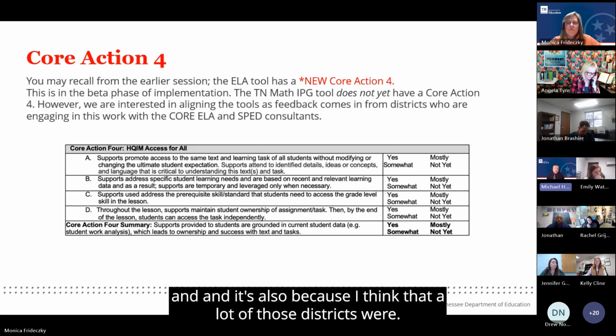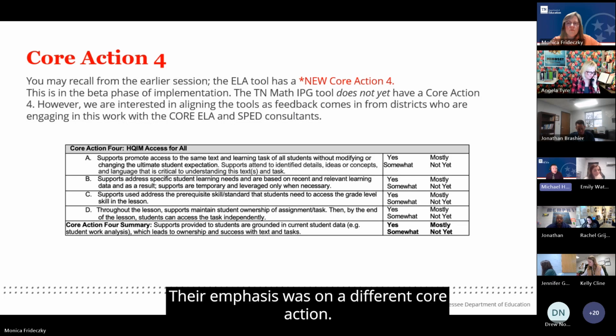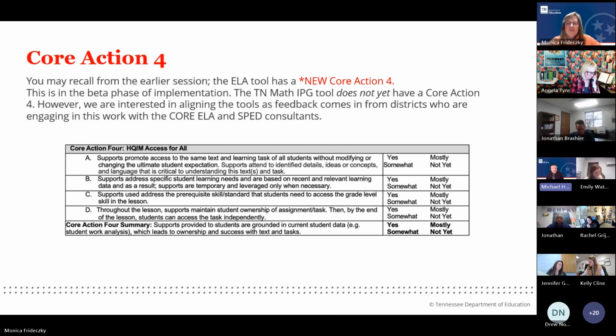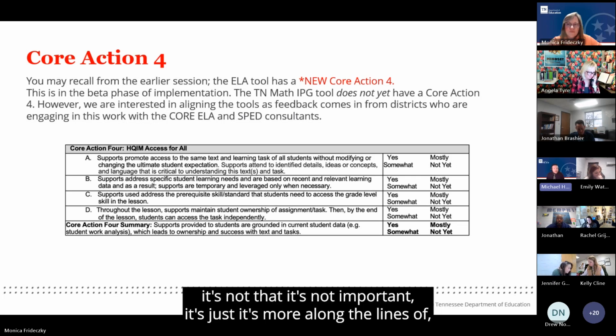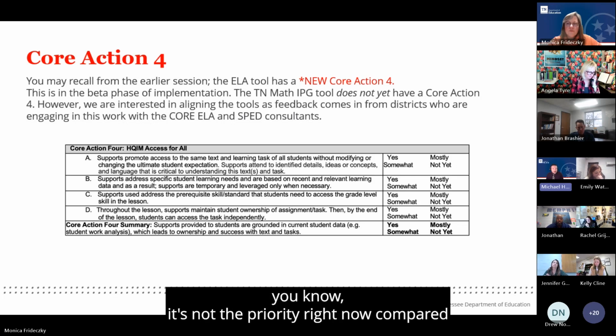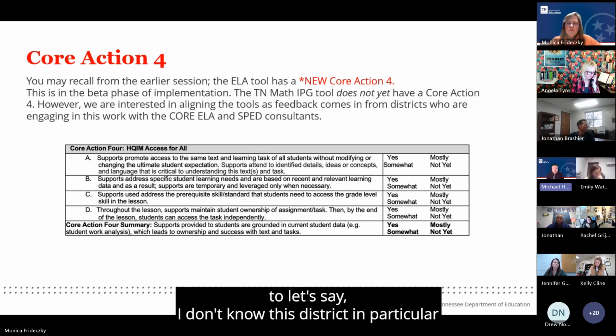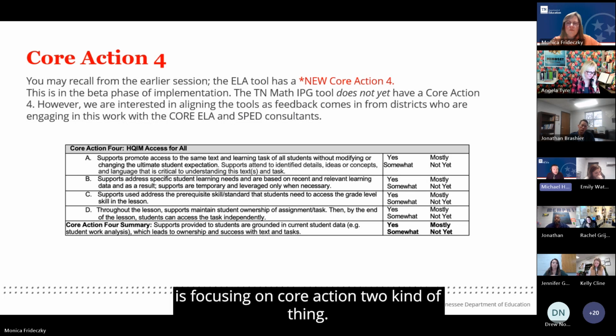And it's also because I think that for a lot of those districts their emphasis was on a different core action. So obviously if that's the case, it's not that it's not important. It's more along the lines of it's not the priority right now compared to, let's say, this district in particular focusing on Core Action 2.